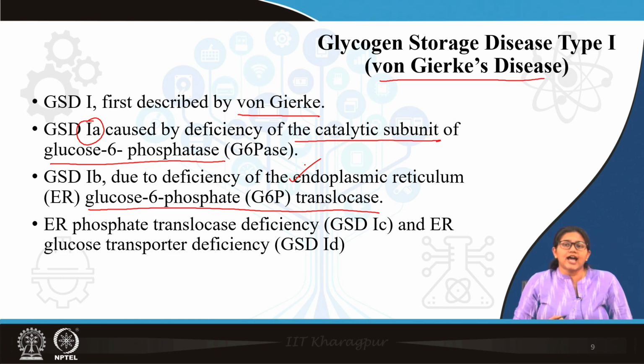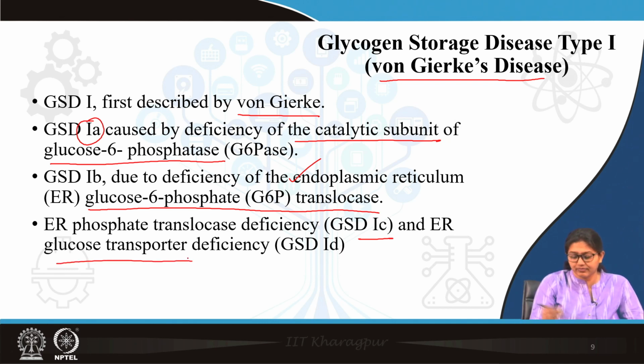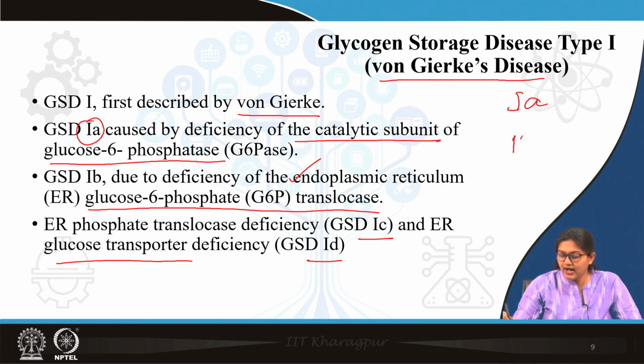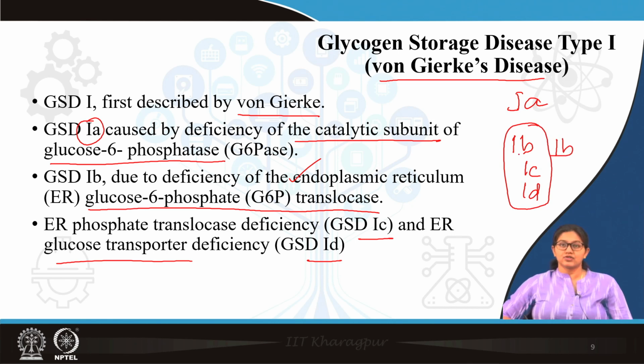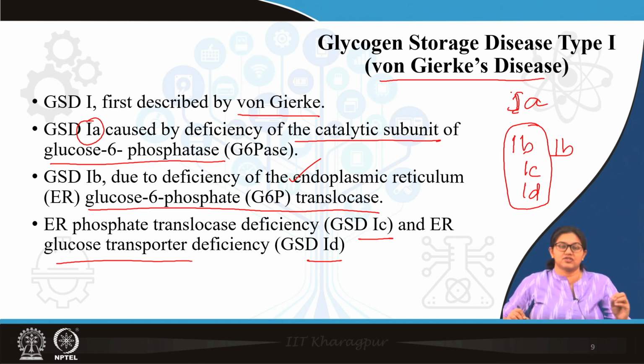Then there are other types which are sometimes described as separate types, like the endoplasmic reticulum phosphate translocase. If it is deficient, that is sometimes designated as GSD 1C. Then a glucose transporter deficiency is type 1D. But remember, apart from 1A, 1B, 1C and 1D are sometimes clubbed together under 1B only. So, what we are concerned about is that in all of these types, glucose 6-phosphatase function is affected.